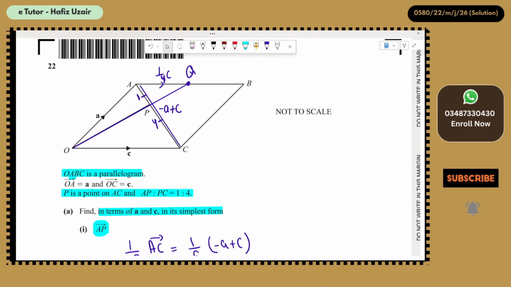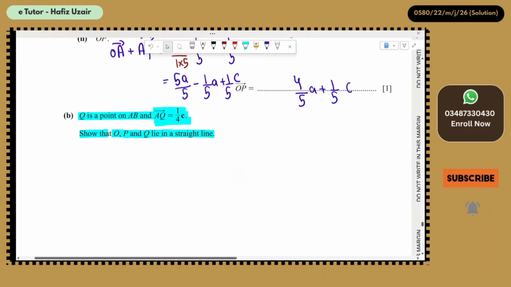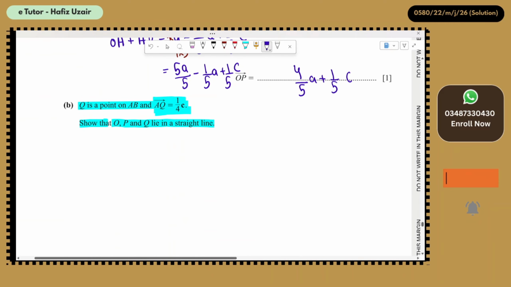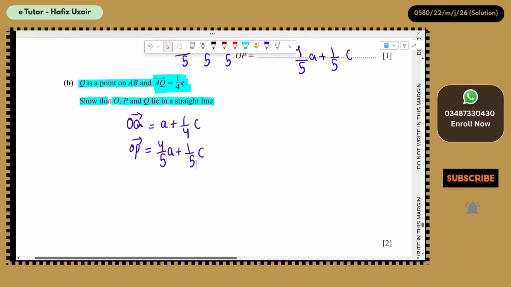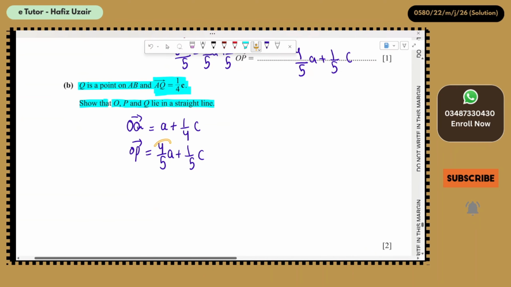So OQ is A plus 1 over 4 C. OQ is equal to A plus 1 over 4 C, and we already have OP, which is equal to 4 over 5 A plus 1 over 5 C. Now you need to convert this form into this form to show that these two vectors are parallel first.